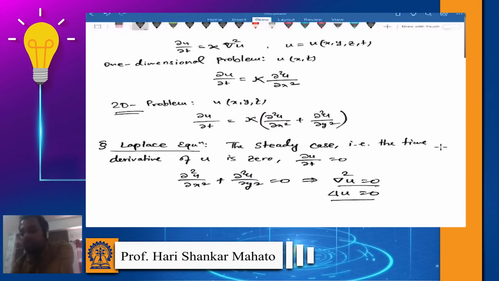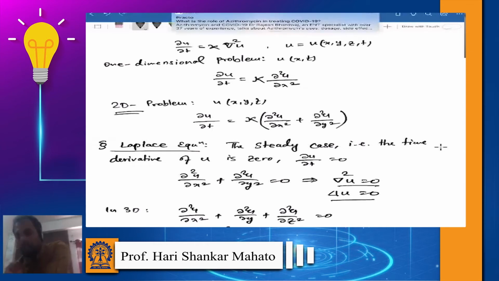In case of 3D situation, again your del U del T is 0. And what you will have is, in case of 3D, del square U by del x square plus del square U by del y square plus del square U by del z square. You might as well call it as x1, x2, x3, but the equation will not change, which is nothing but your Laplacian of U equals to 0, where Laplacian in 3D is del square by del x square plus del square by del y square plus del square by del z square.